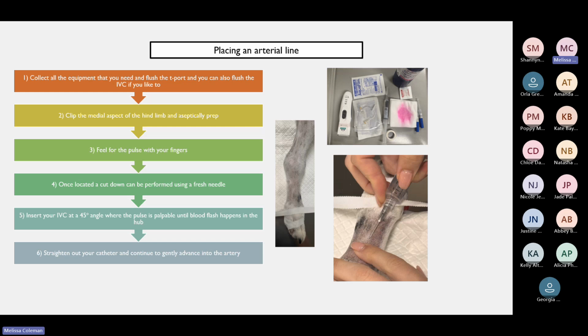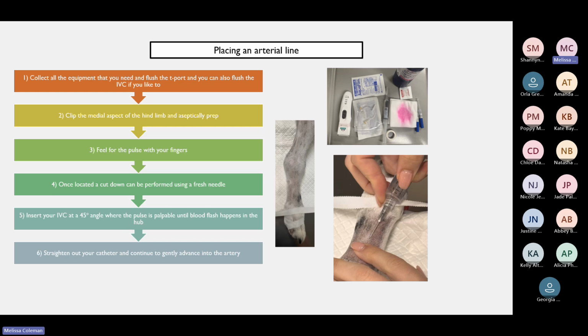So first we collect all the equipment that we need. So make sure the T-port is flushed, and I am also a big flusher of the catheter before an art line as well. You can just see the blood come back that little bit quicker. I don't know if people do this with their intravenous catheters where they flush it first and then you can see the blood quicker. But it definitely works very well on arterial catheters as well. So you clip, if it's a dog, the medial aspect of the hind limb and aseptically prep, because obviously we're going into an artery. We really want that to be as clean as possible.